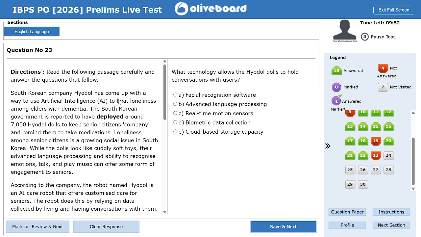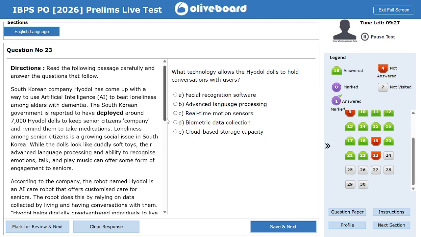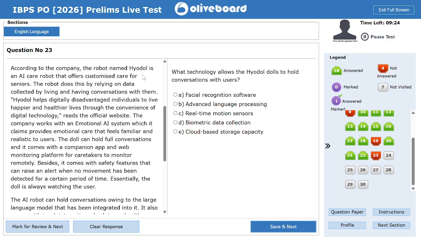A South Korean company reported to have deployed around artificial intelligence to learning communities. The widely used software has advanced language processing and the ability to recognize images, talk, play music, and offer some form of engineering to seniors. According to the company, the robot named Hydol is an AI care robot for the medical sector.